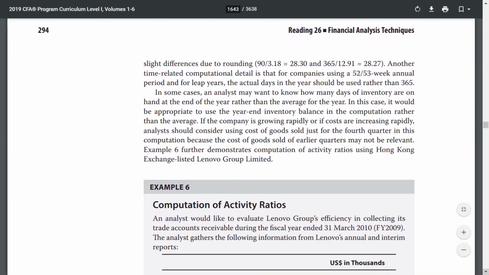Another time-related computation detail is that for companies using a 52/53 week annual period, and for leap years, the actual days of the year should be used rather than 365. In some cases, the analyst may want to know how many days of inventory are on hand at each year-end rather than on average during each year. In this case, it would be appropriate to use the year-end inventory balance in the computation rather than the average. If a company is growing rapidly or if its cost is increasing, it would be appropriate to use the year-end balance rather than the average.